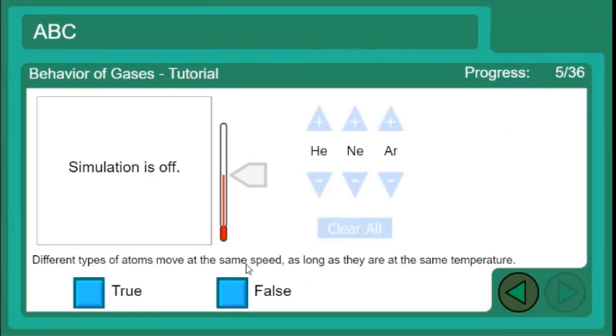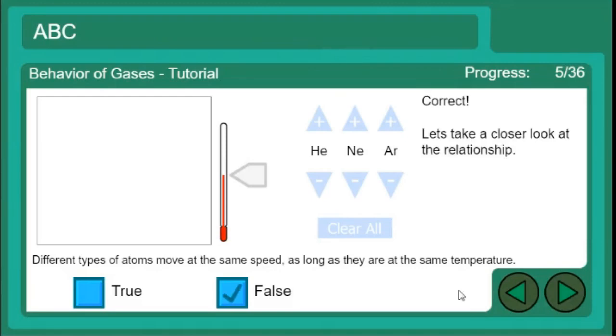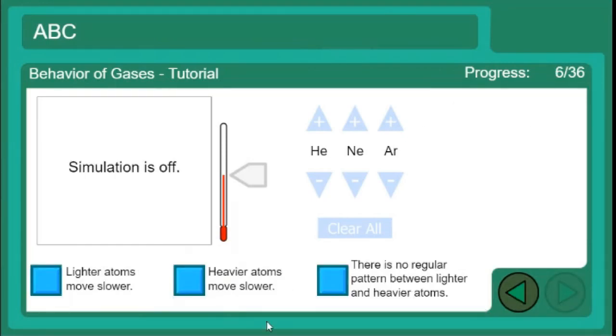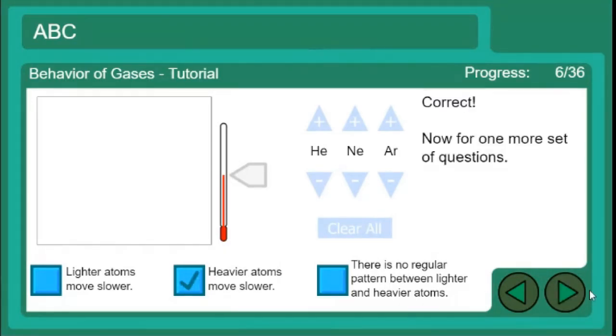Different types of atoms move at the same speed as long as they are at the same temperature. False. Not the same, just now. Okay, we noticed, right? Not the same. False. Very good. Okay, how about this one? Lighter atom move slower? No. Heavier atom move slower? Yes. There is no regular pattern between lighter and heavier atom. So which one is the answer? Heavier atom move slower. Yes, correct.